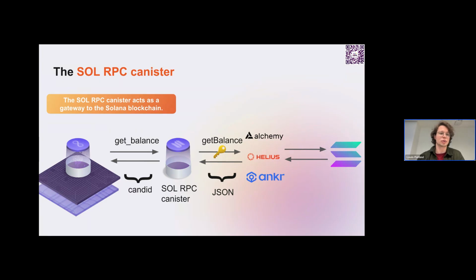And so if our dApp on the left wants to, for example, make a get balance request, it would make an inter-canister call to the corresponding endpoint on the Sol-RPC canister. The Sol-RPC canister will then make the required call to an RPC provider, or to multiple RPC providers, it will then aggregate the response and send it back to the original dApp. And this really allows developers to focus on their actual use case instead of reinventing the wheel and replicating the necessary logic to interact with Solana.